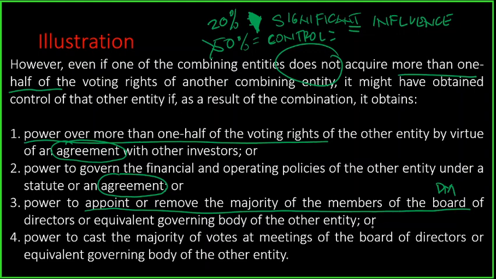Then, as if you already have the control over the entity. Power to cast the majority of votes at meetings of the board of directors or equivalent governing body of the other entity. Okay? So, there are different ways on how you can obtain control. Not just acquiring more than 50% of the outstanding or the voting shares, but you can also have 1, 2, 3, and 4.